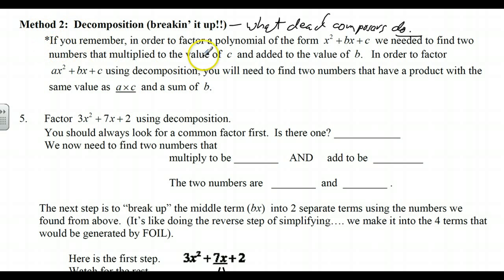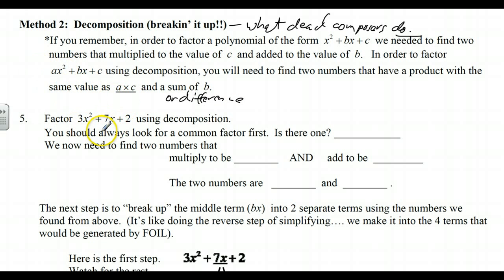If you remember, in order to factor a polynomial of the form x squared plus bx plus c, we need to find two numbers that multiply to c and add to b, right? And again, I use a slightly different way of saying it, depending on whether c is positive or negative. I say they add to or they differ by. In order to factor by decomposition, you'll need to find two numbers that have a product with the same value of a times c and a sum, or difference, of b. So, factor 3x squared plus 7x plus 2 using decomposition, right?